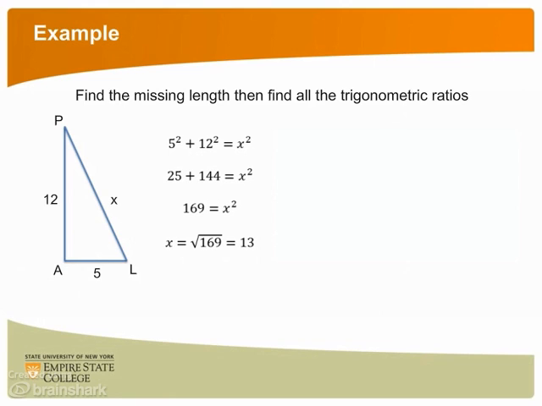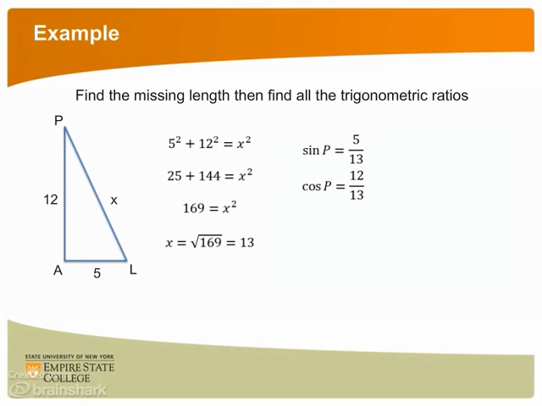Now we can find our trigonometric ratios. First, let's consider angle P. The length of the side opposite P is 5, and the length of the hypotenuse is 13. So the sine of angle P is 5 over 13.